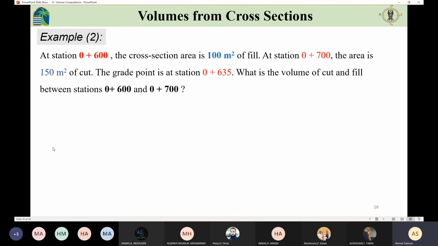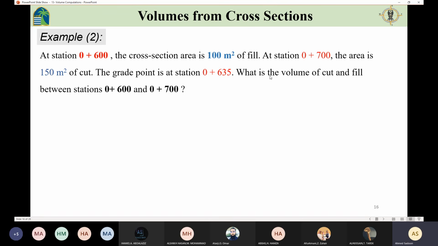He also gives us additional information. He says that the grade point is at station 0 plus 635 meters. The grade point is the point where we don't have either fill or cut. So at this point, the fill is going to be over and the cut is going to start.